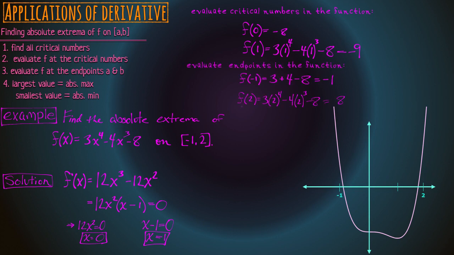So this is what we get. -8, -9, -1, and 8. So we can see that the absolute maximum is going to be 2, 8. The absolute minimum is going to be 1, -9.